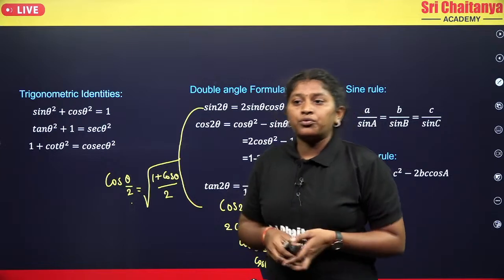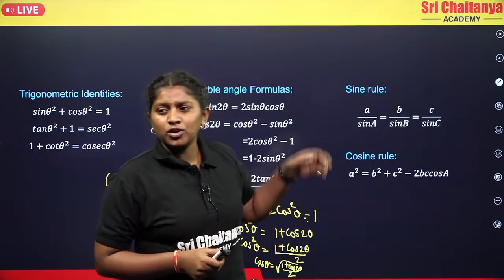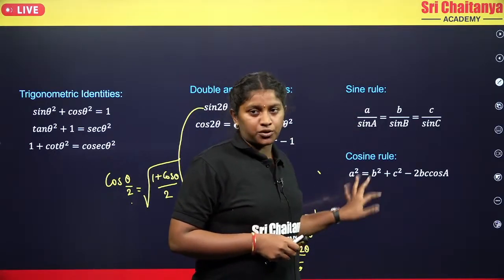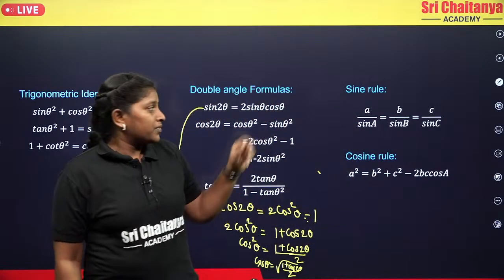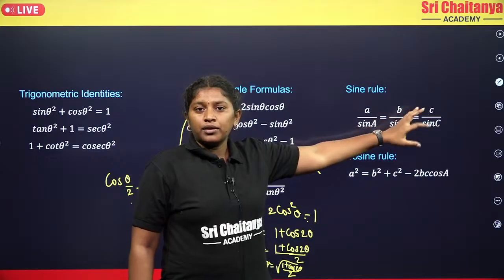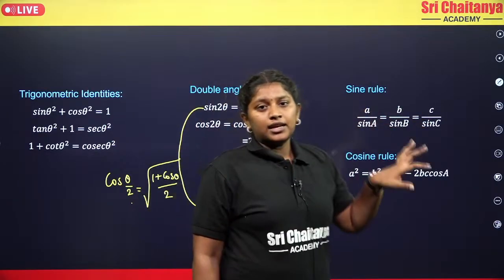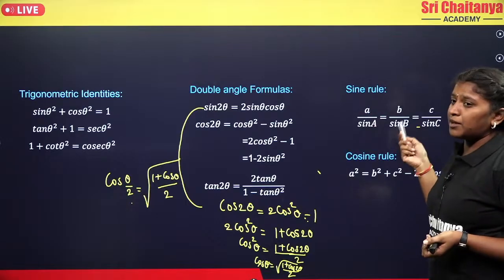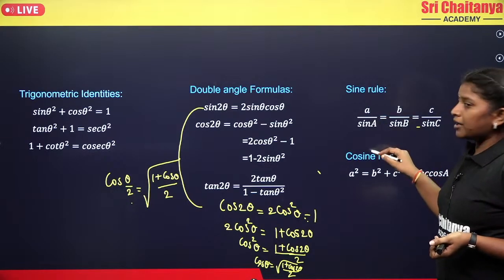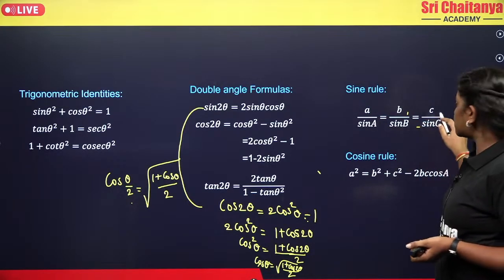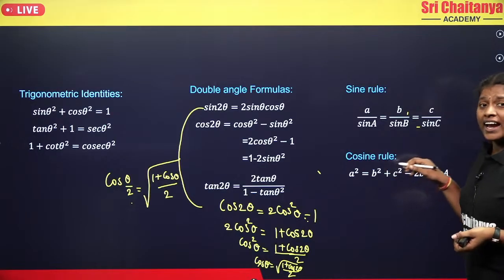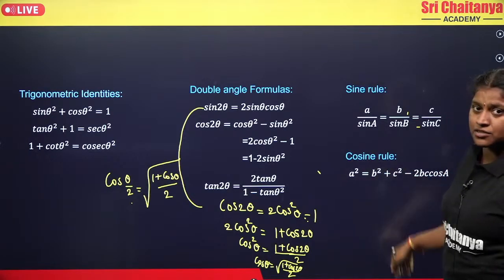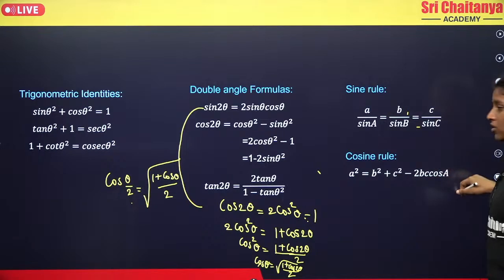Now moving to the next, another concept we will make use of in triangle problems is the sine rule and cosine rule. Coming to the sine rule, I have already told you that a, b, c are nothing but the lengths of the sides of the triangle. With the help of the sine rule, we have a by sin A equals b by sin B equals c by sin C. And coming to the cosine rule, it is given by a square equals b square plus c square minus 2bc cos A.